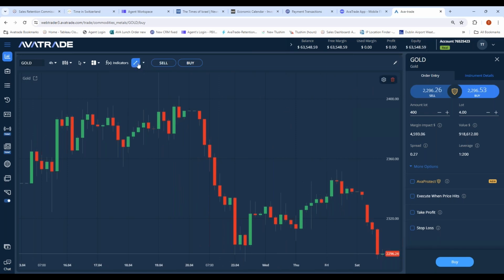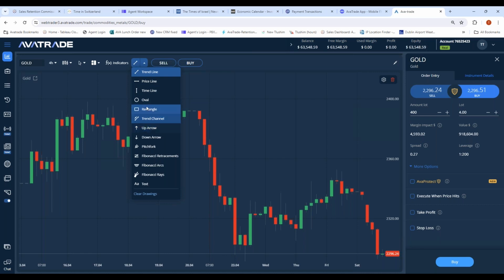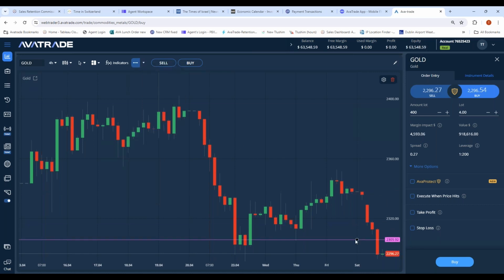And we can use our line drawing tools to draw our own support and resistance levels. And so what we see here is a timely bounce after this rapid drop on gold. And so what we see here is a support level from last week that held yesterday and today. Okay, and really today is where it challenged.